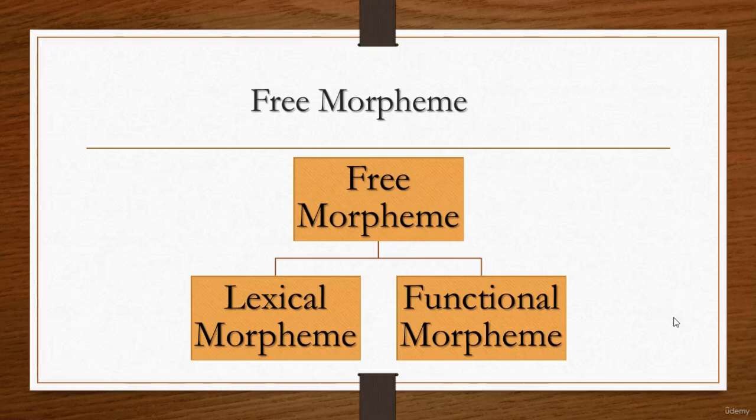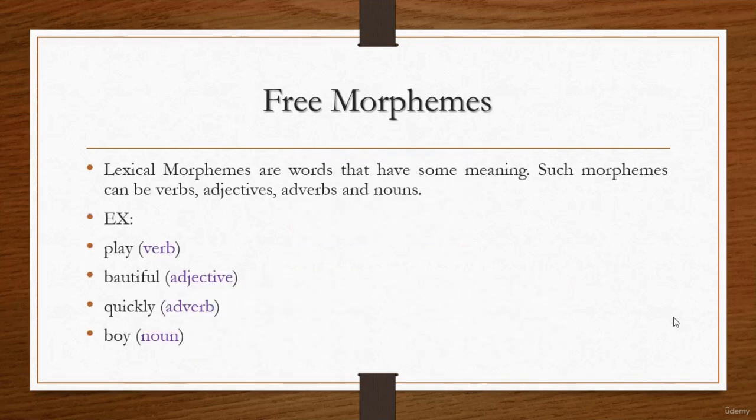As you have seen earlier, we have free morphemes and bound morphemes, and in free morphemes we have two types: lexical morphemes and functional morphemes. Lexical morphemes are words that have some meaning. Such morphemes can be verbs, adjectives, adverbs, and nouns. So as you can see, free morphemes are of two types. The first type is lexical morphemes. Such morphemes have meaning in themselves, and they include only verbs, adjectives, adverbs, and nouns.